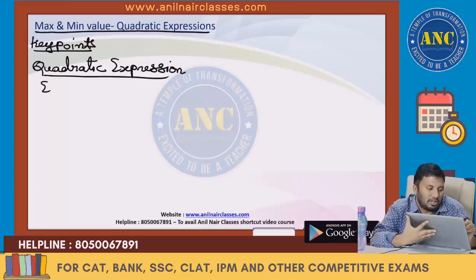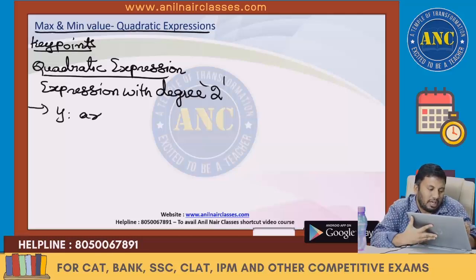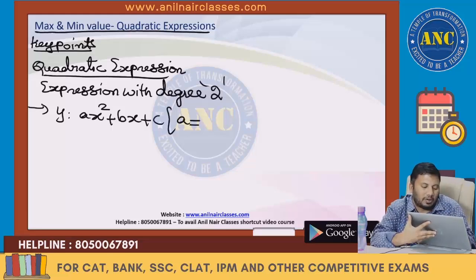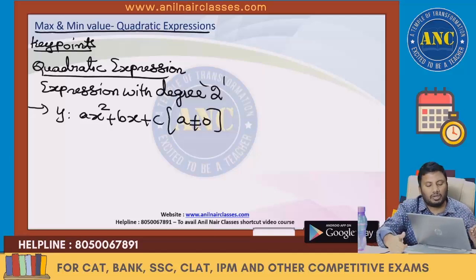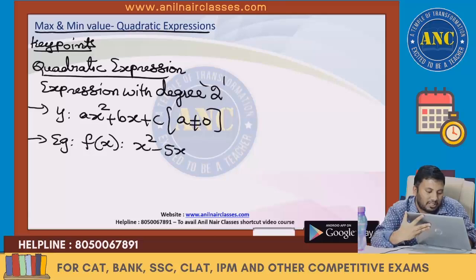Quadratic expression. This is nothing but an expression with degree 2. The generic form is ax square plus bx plus c. A should not be equivalent to 0. If a is equivalent to 0, then it becomes linear. Now, example, f of x is x square minus 5x plus 6.